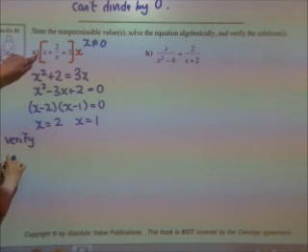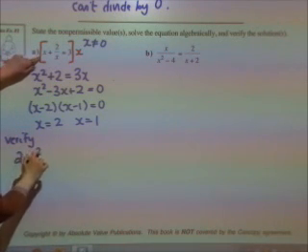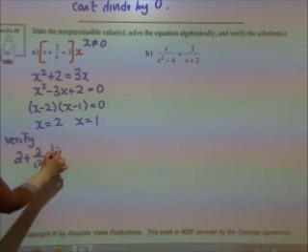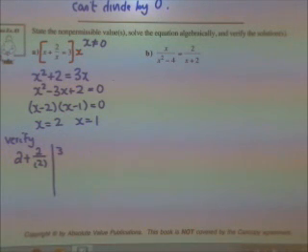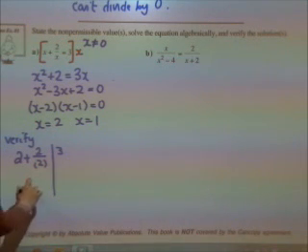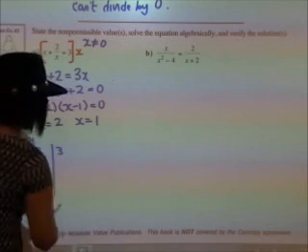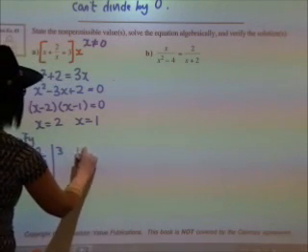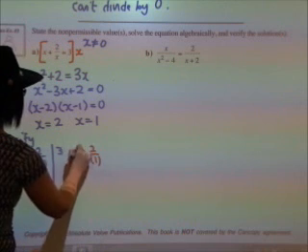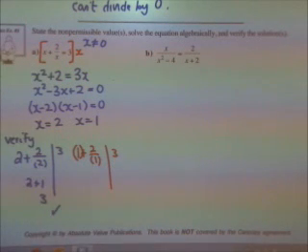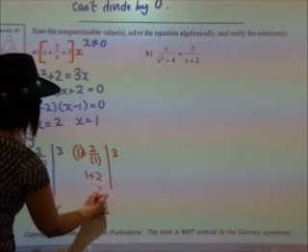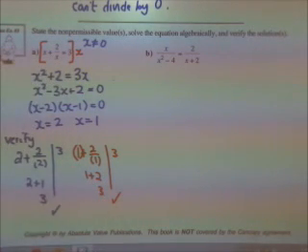So if x equals 2, I'd have 2 plus 2 over 2 is supposed to equal 3. What's 2 over 2? And what's 2 plus 1? 3. That verifies. Then I do the same thing for 1. I have 1 plus 2 over 1. What's 2 over 1? And what's 1 plus 2? So that verifies.